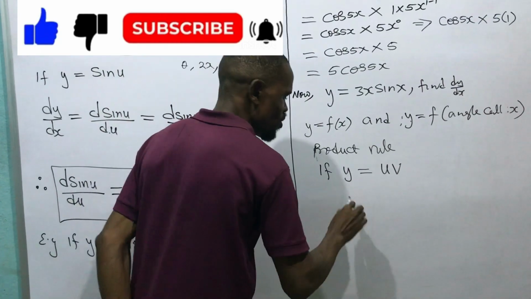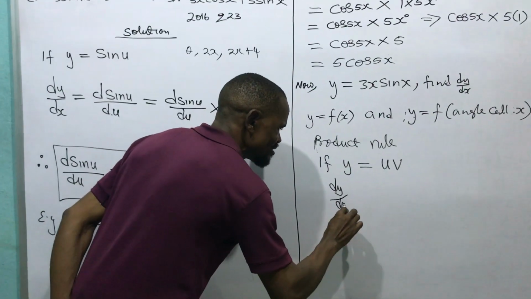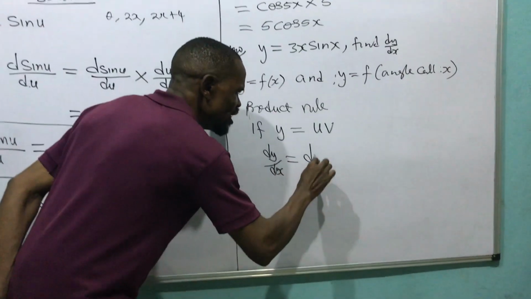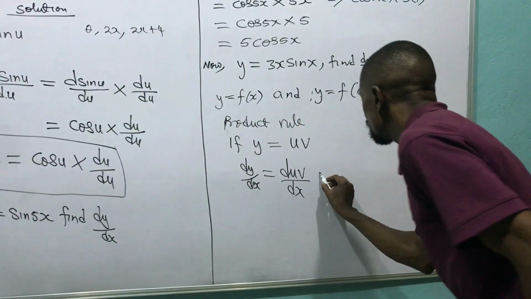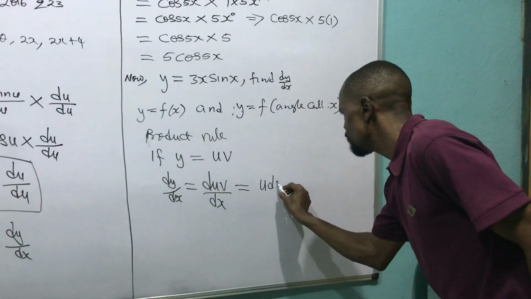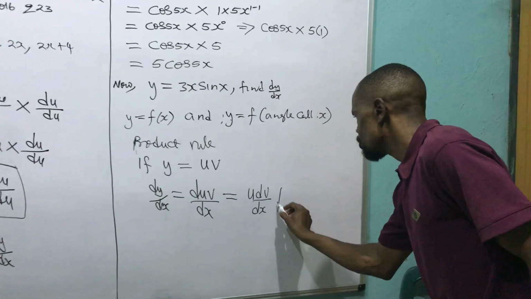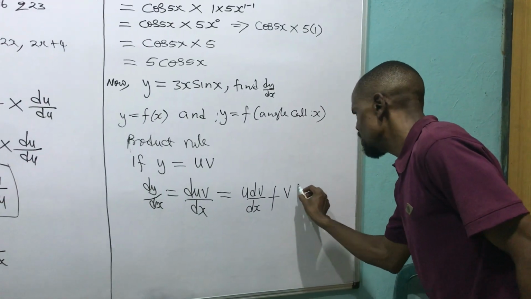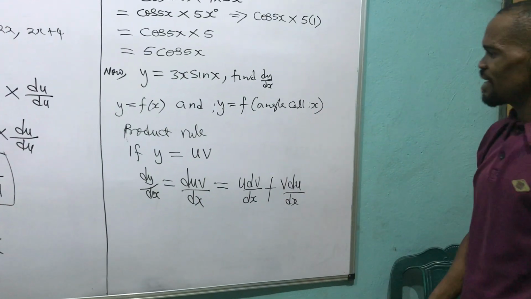The product rule says if y equals uv, then dy/dx equals d(uv)/dx. That will give me: I keep u, differentiate v with respect to x, then plus I keep v, differentiate u with respect to x. You see what I did?